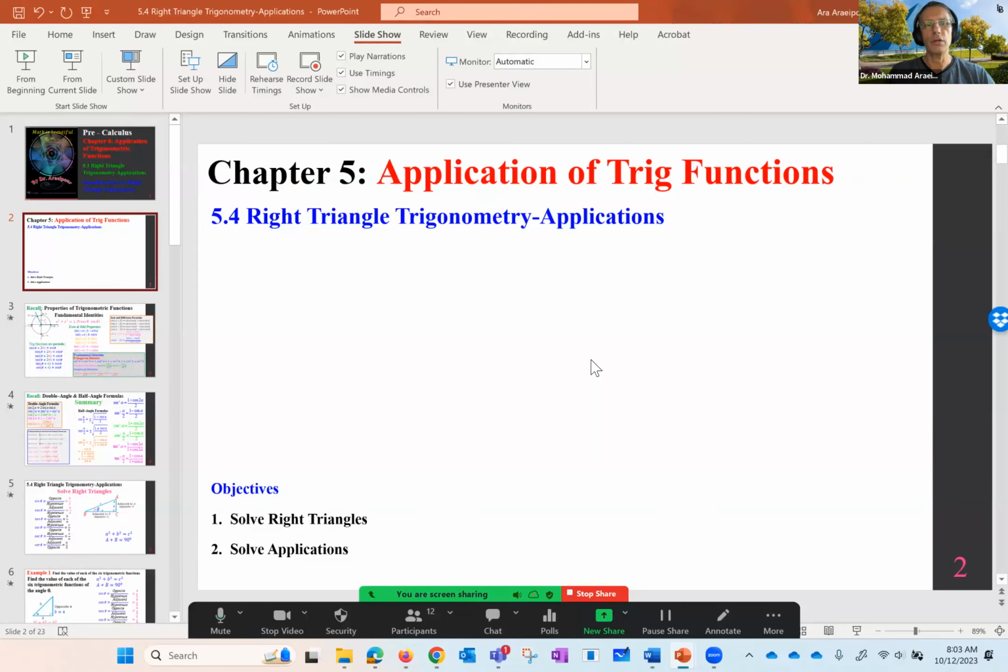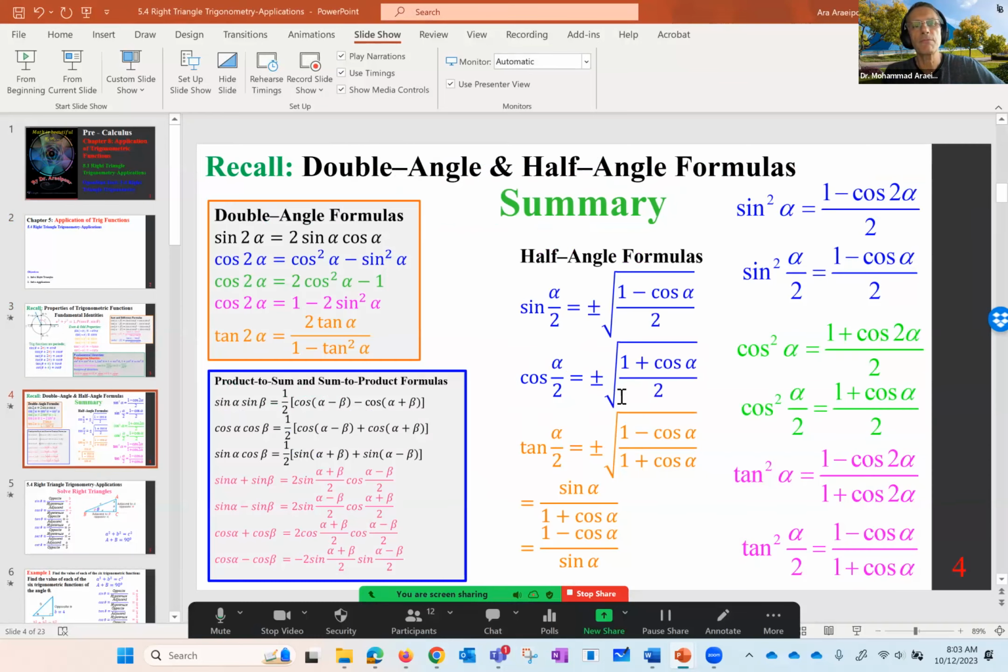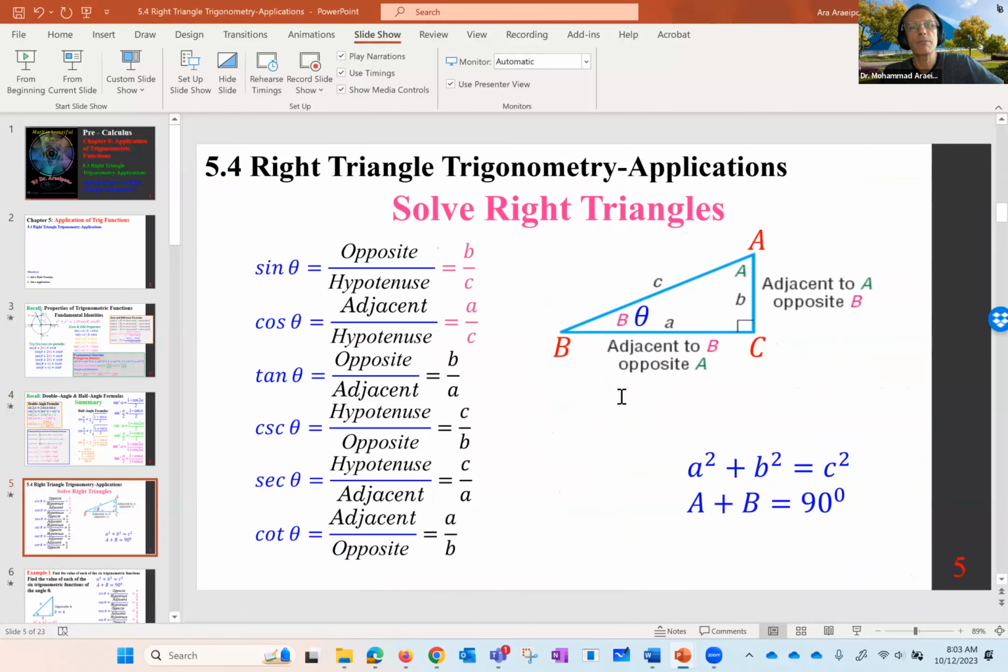So we've already covered recalling properties of trigonometric functions and fundamental identities, double angle, half angle summaries. And as far as a right triangle is concerned, a squared plus b squared is equal to c squared, and a plus b is 90 degrees.